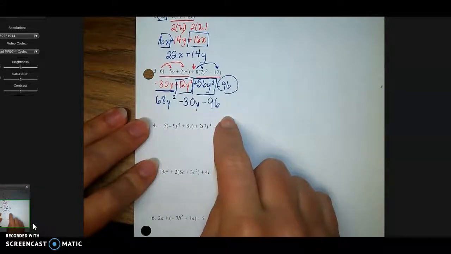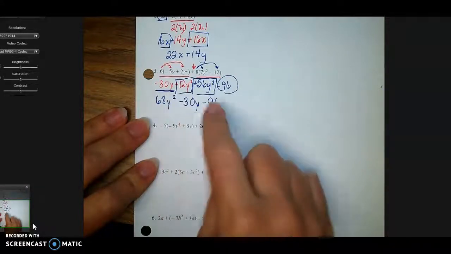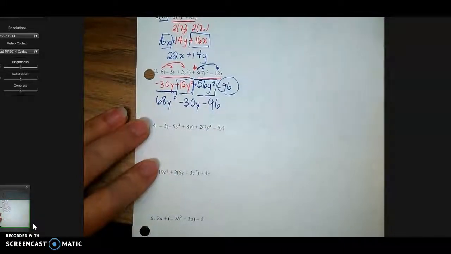They don't have a variable to the same power. This one's y squared, this one's a y, and this one has nothing. So I cannot combine them with each other.